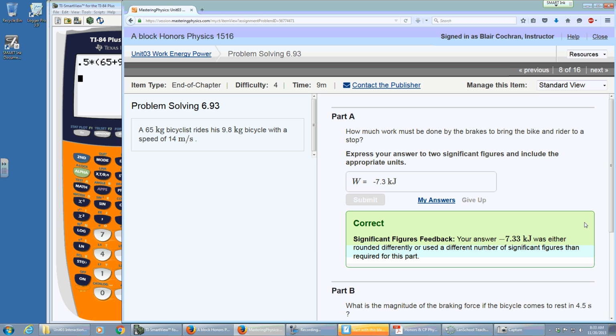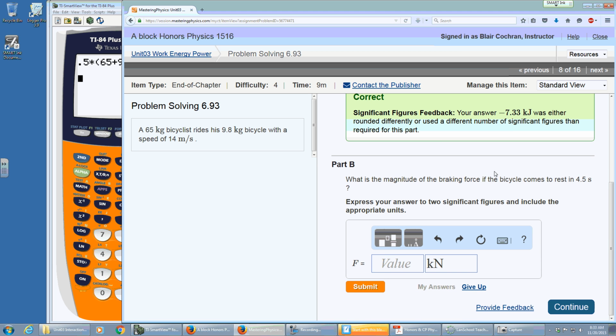Yeah, so they did want the negative. They didn't want just the magnitude. They wanted you to realize that the work was reducing the amount of energy the object had. And then part B, what is the magnitude of the brake force? Here they don't put a negative in part B, because it says magnitude. So they only want the number there.